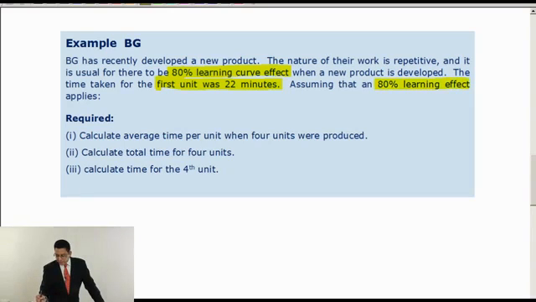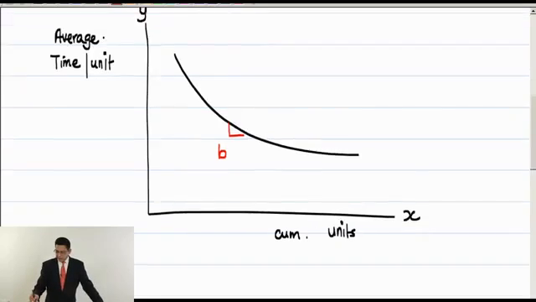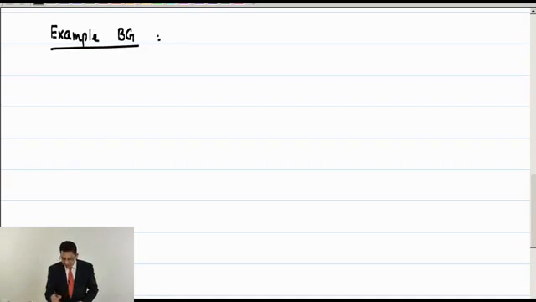Assuming that an 80% learning effect applies, requirement number 1: calculate the average time per unit when 4 units were produced. Number 2: calculate the total time for 4 units. And number 3: calculate the time for the 4th unit. So there are 3 requirements, by using the formula. The formula is y = ax^b.